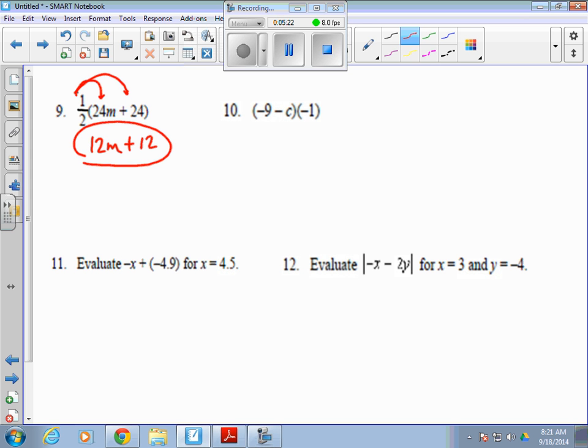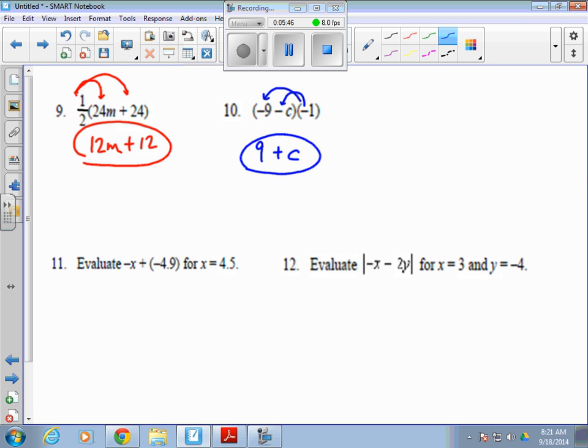Number 10 is just written backwards. -9 minus c times -1. So you just distribute going this direction. -1 times -9. A negative times a negative equals a positive 9. -1 times c, again, a negative times a negative equals a positive plus c. And again, you can't put those two together because they are not like terms.